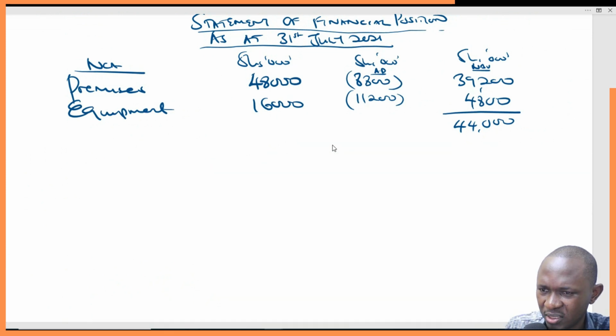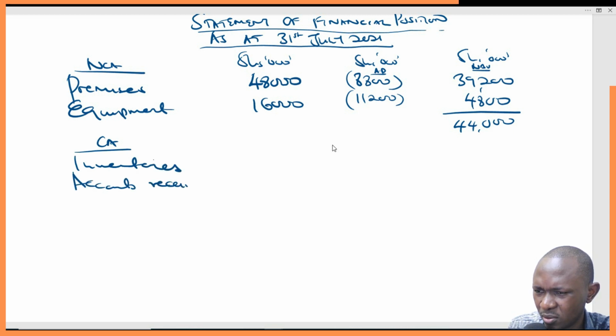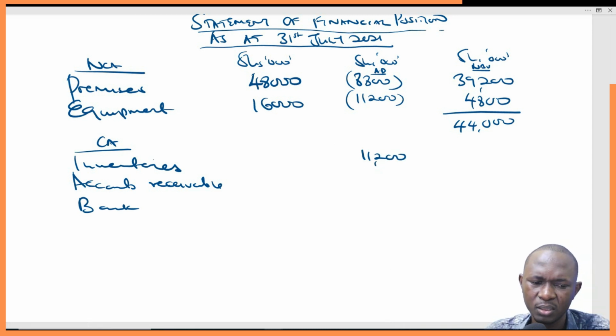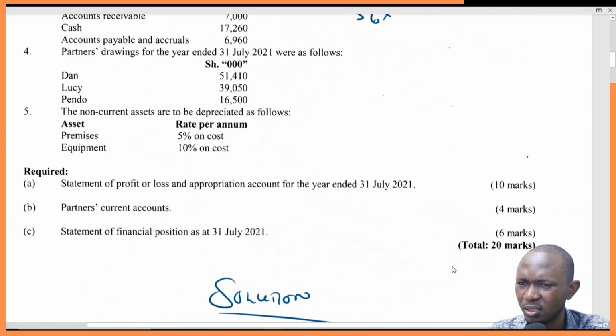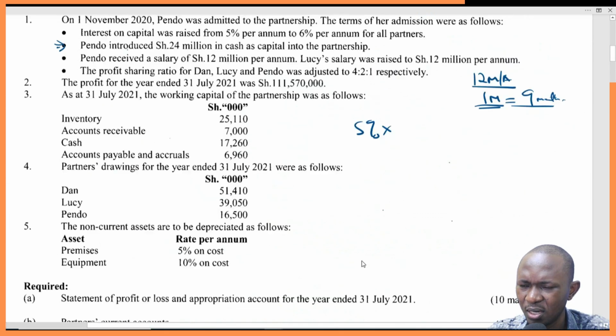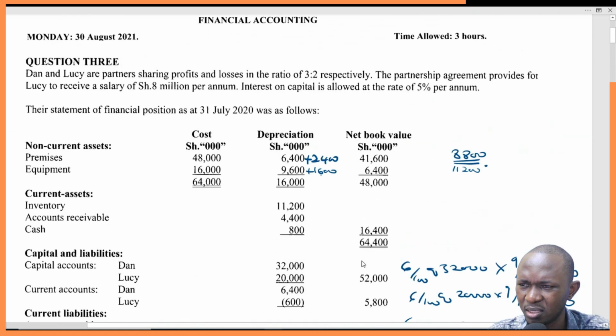So current assets: inventories, accounts receivable, bank. Inventories was 11,200. Let me get the figures again. Sorry. These figures, and you just need to check. There's something here.